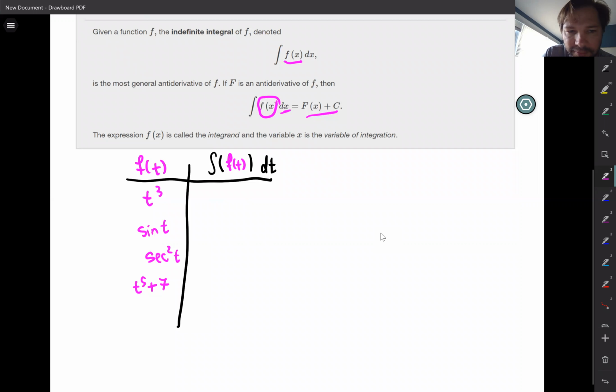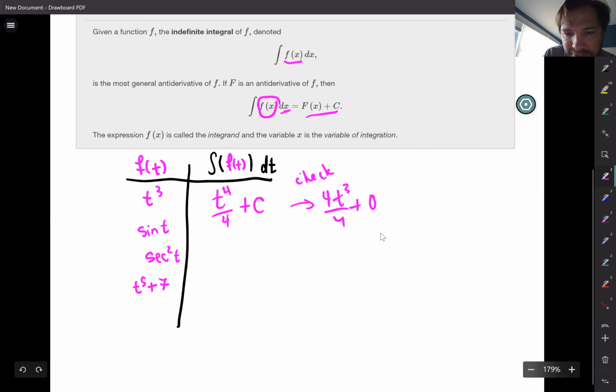For the derivative, you would subtract 1 from the exponent and bring it out front. Now we're going to add 1 to the exponent, divide, and then add c. You can always check by taking the derivative again. If you take the derivative, you get 4t cubed over 4 plus 0, and that simplifies down to t cubed. So we got back to where we started.